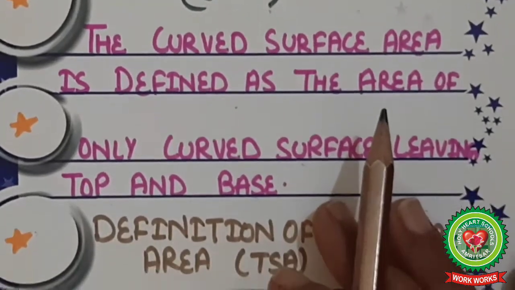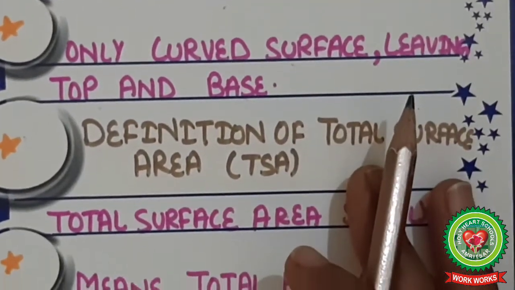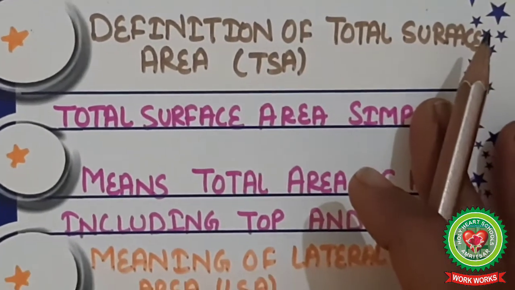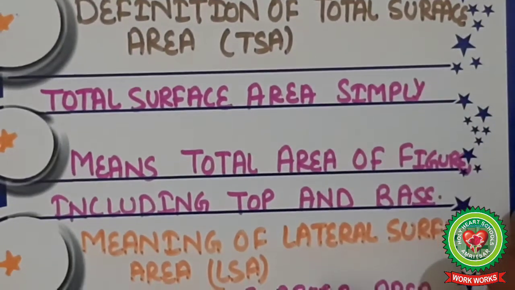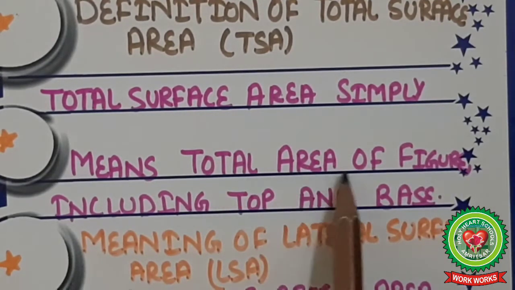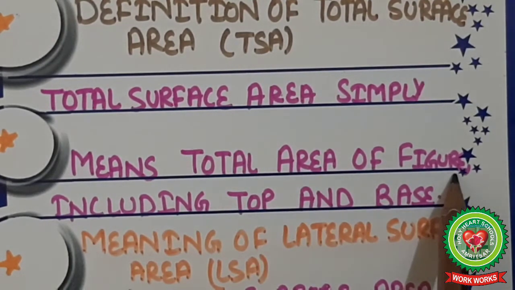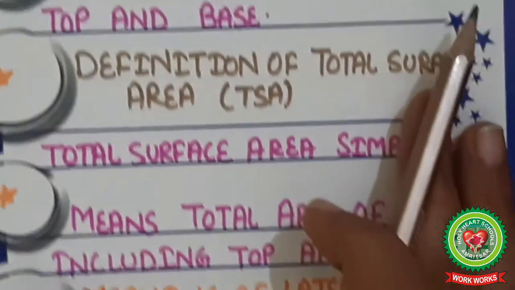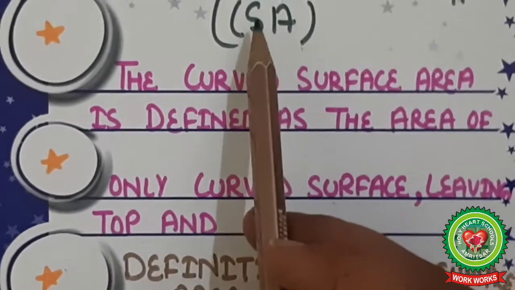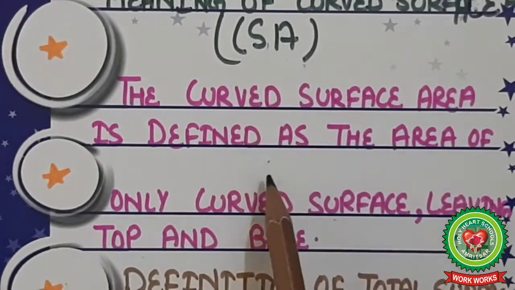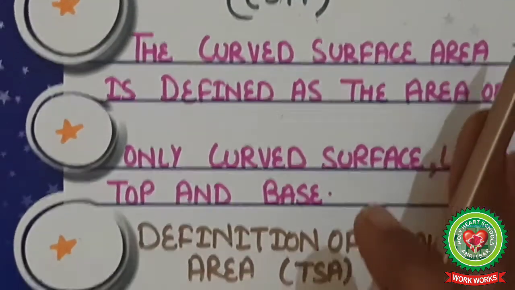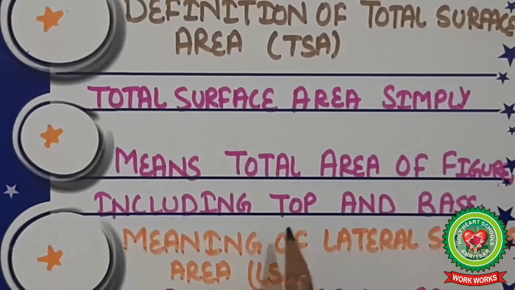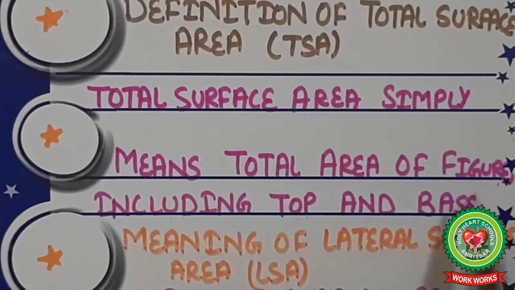So after curved surface area, we will do definition of total surface area. So what is total surface area? Total surface area simply means total area of figure, including top and base. So in curved surface area, we will include only curves, and in total surface area, we will include curves plus top and base as well.